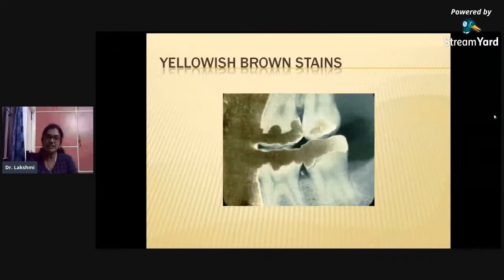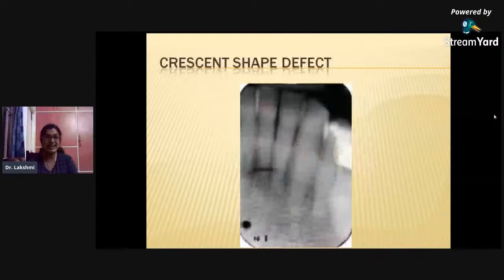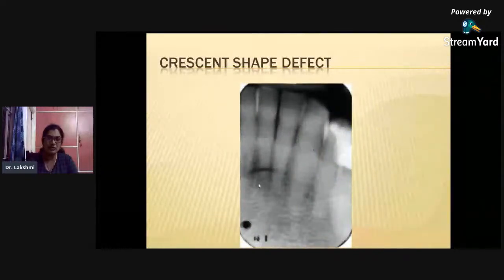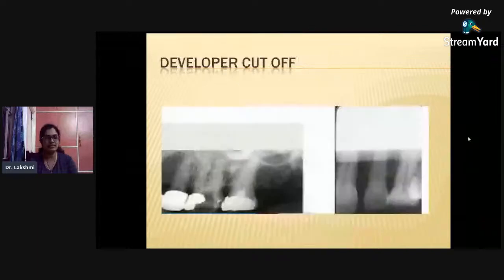Crescent shaped defect or the nail defect, we call it. Can you see this? It looks like a nail mark, right? Over here. This is exactly what happens when you carelessly handle the film or you put pressure with your nail. Or even what happens normally on the radiograph, we write the tooth number for reference or the patient details sometimes. So even the pen mark also can come in this way. Okay. So developer cutoff.